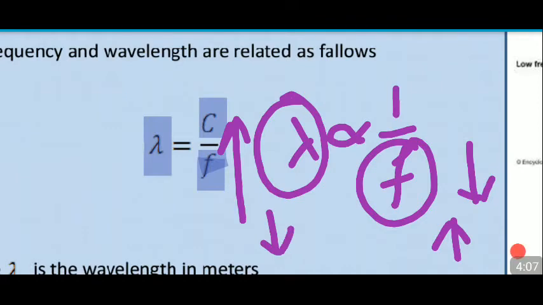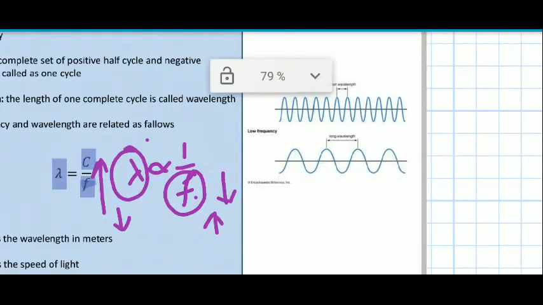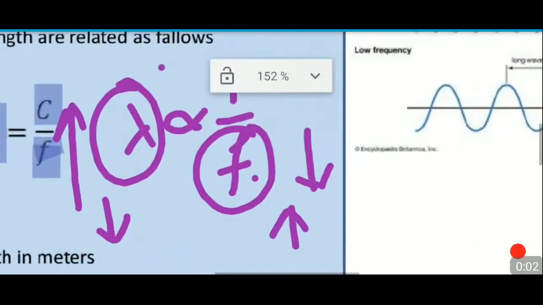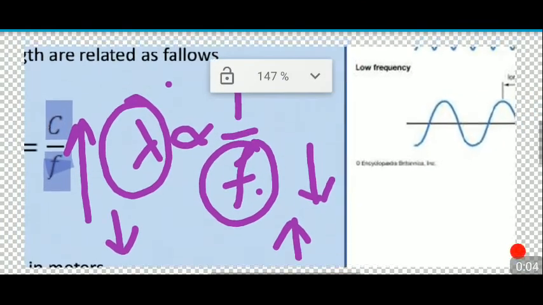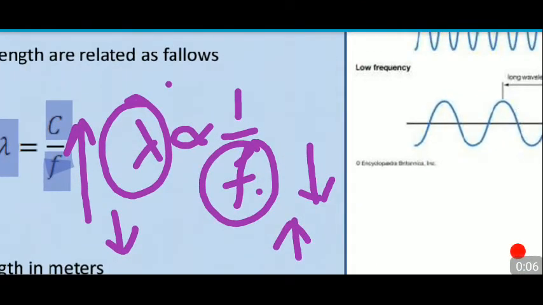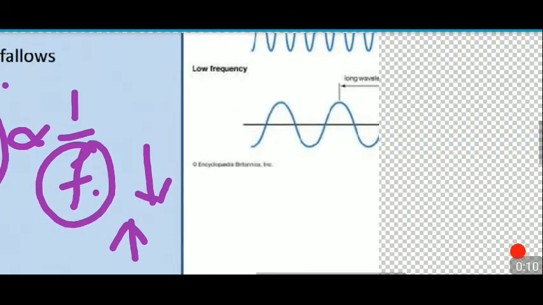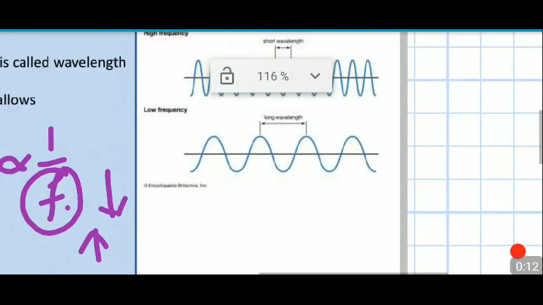What do you mean by lambda? Wavelength. What do you mean by f? Frequency. So this is the relationship between wavelength and frequency. Lambda is inversely proportional to frequency, and the same can be understood by using this diagram also.